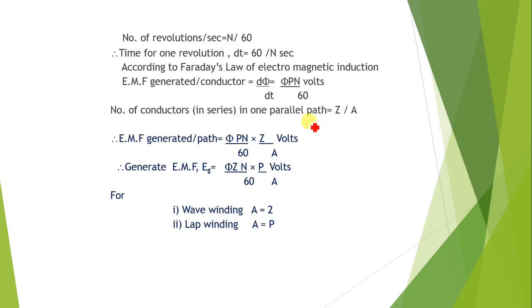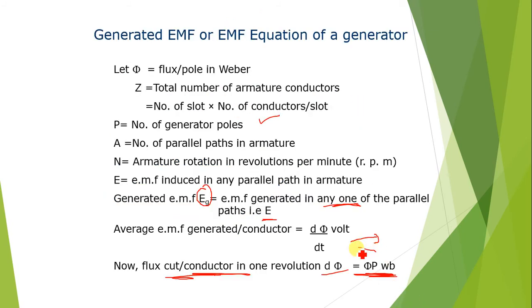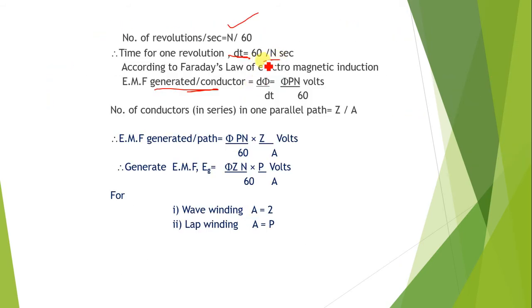Next, the number of revolutions per second is N. The time for one revolution is 60 by N seconds, that is dt. Now, according to Faraday's laws of electromagnetic induction, the EMF generated per conductor is d phi by dt. We already know d phi is phi P, and dt is 60 by N, so it becomes phi P N by 60.